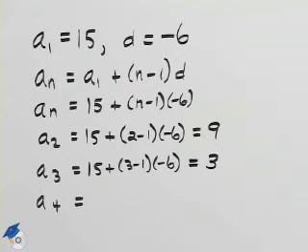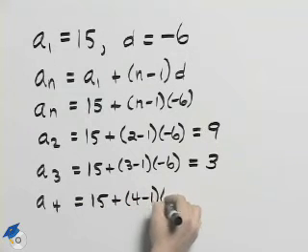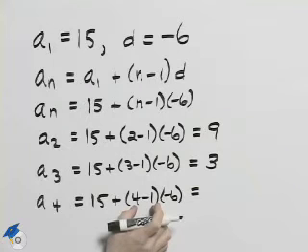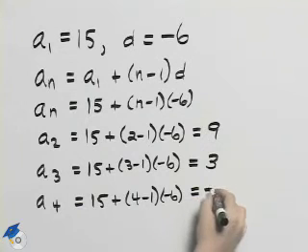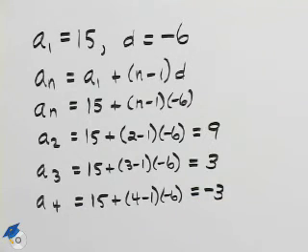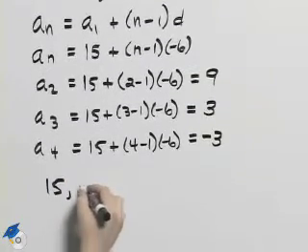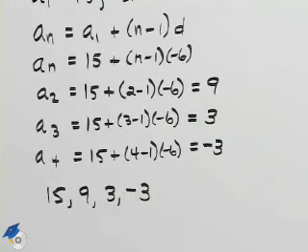Finally, for a sub 4, we'll have 15 plus 4 minus 1 times negative 6. 4 minus 1 is 3. 3 times negative 6 is negative 18. 15 plus negative 18 is negative 3. So the first four terms of this sequence are 15, 9, 3, and negative 3.